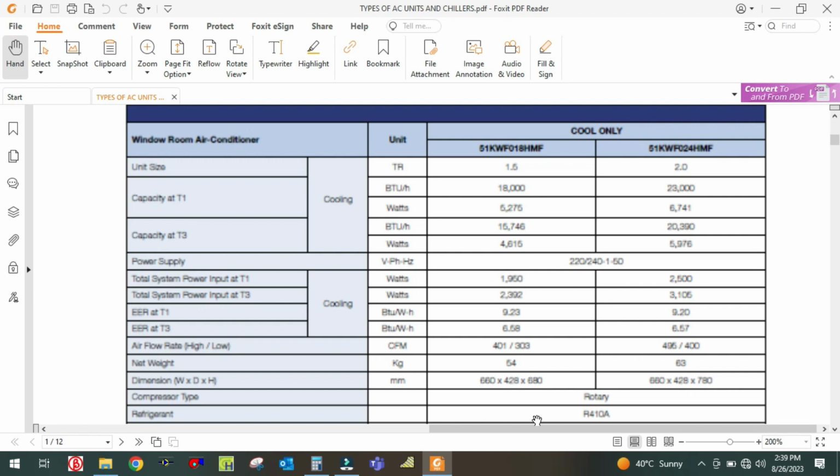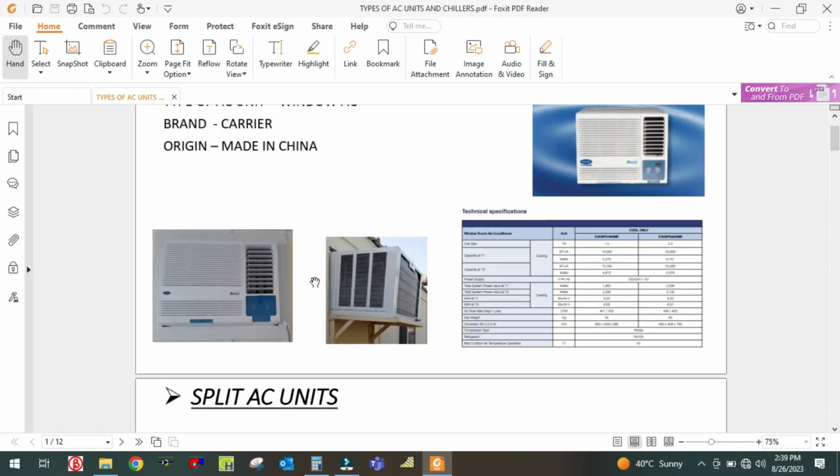In the next tutorials we will continue with the other ACs. You can see this is the installation image. This is installed inside the cabin, a porta cabin, and this is the outer view and this is the inside view.